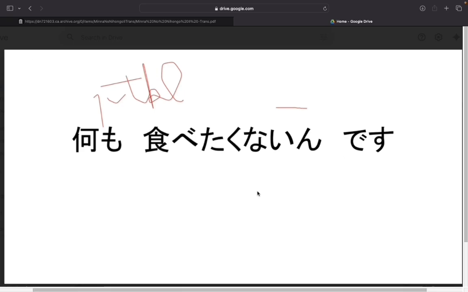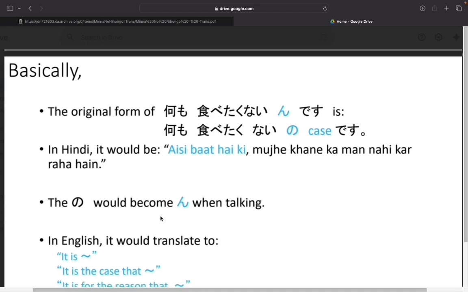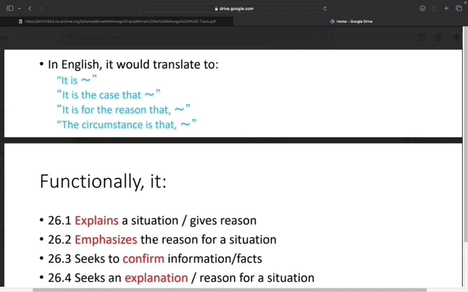Okay, so now let's understand the structure. The original form of nani mo tabetaku nai is nani mo tabetaku nai no desu. In Hindi it would be, ऐसी बात है कि मुझे खाने का मन नहीं कर रहा. The no would become n when talking. So when you talk, you use the n desu form, and when you write something, you use the no desu form. And in English, it would translate to it is the case that, it is for the reason that, the circumstances that.